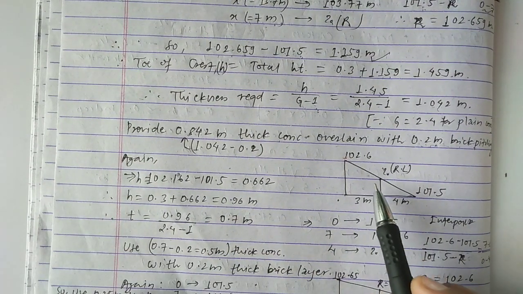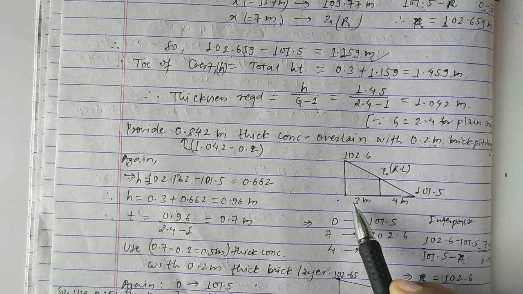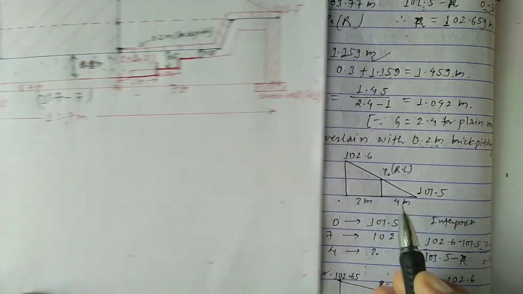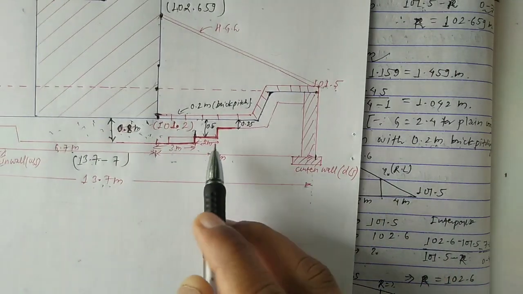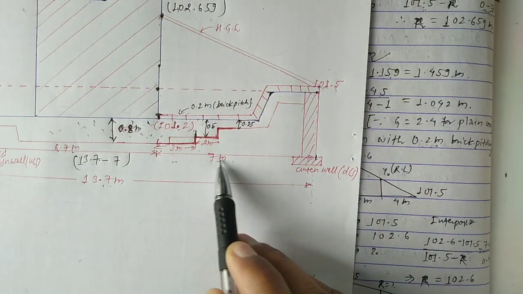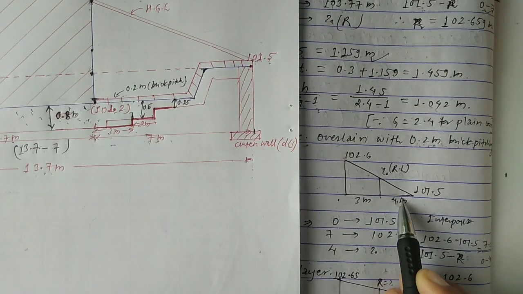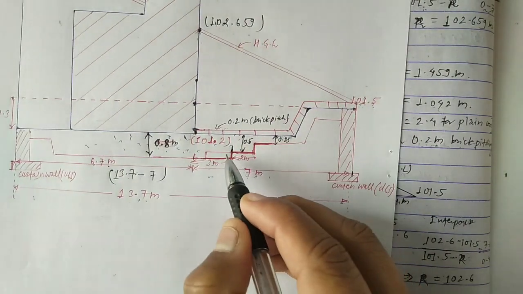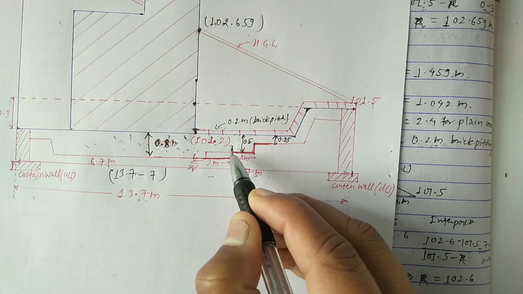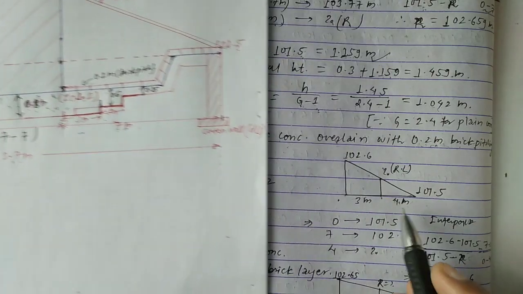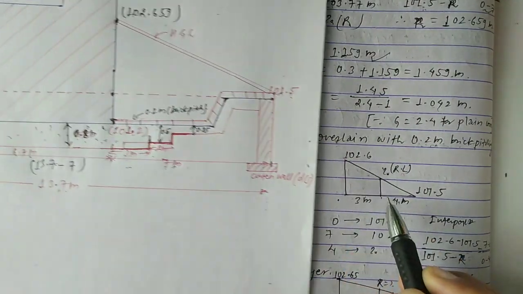So for this point, you can see here in this figure, from this point we have a distance of 3 meter. Okay, so 3 meter, and after this 3 meter the distance becomes 7 minus 3 equal to 4 meter. So this is 4 meter and this is 3 meter. Now we have to find the thickness at a distance of 3 meter from the toe of this point. So our figure becomes like that.